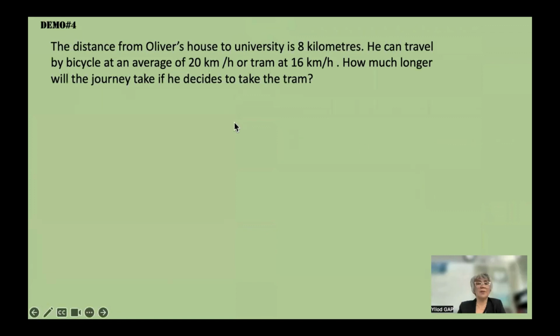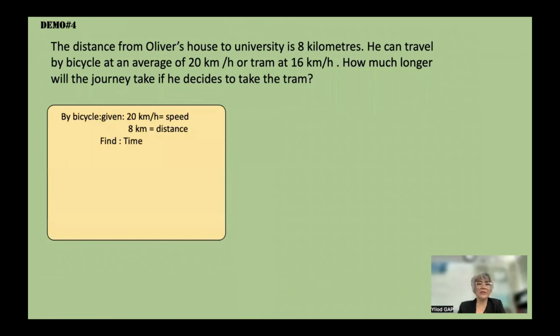Okay, the distance from Oliver's house to university is 8 kilometers. He can travel by bicycle at an average of 20 kilometers per hour or tram at 16 kilometers per hour. How much longer will the journey take if he decides to take the tram? So there are 2 cases here. So first one, by bicycle. We write down the given facts around that by bicycle and then find the time.